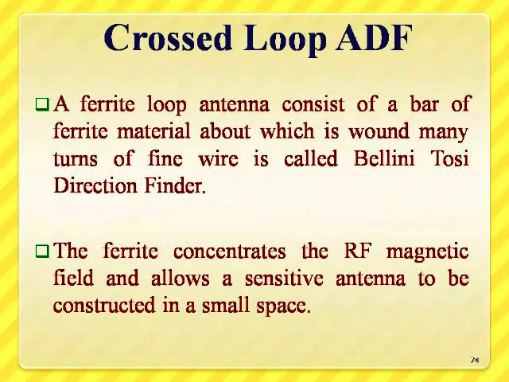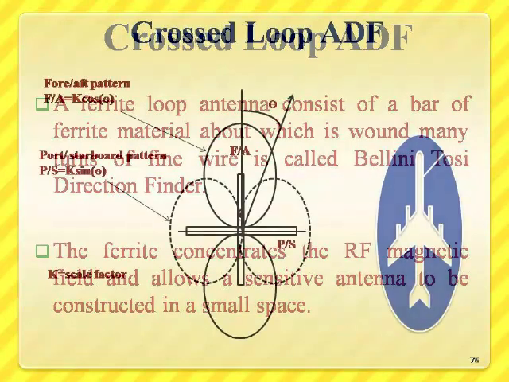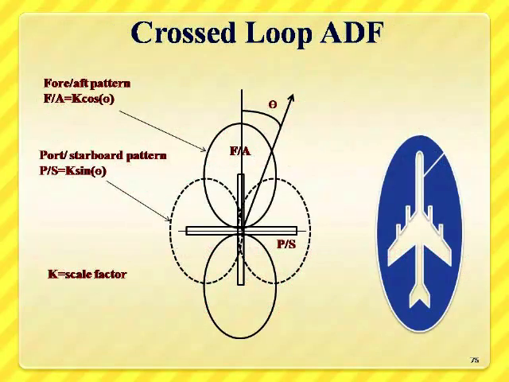A ferrite loop consists of a bar of ferrite material about which are wound many turns of fine wire. It is called a Bellini-Tosi direction finder. The ferrite concentrates the RF magnetic field and allows a sensitive antenna to be constructed in a small space. Here in the picture you can see a crossed loop ADF system, wherein one set of loops will give k cos theta output, the other set will give k sin theta, where k is the scale factor, and by combining these two we can get the exact information of this theta angle.